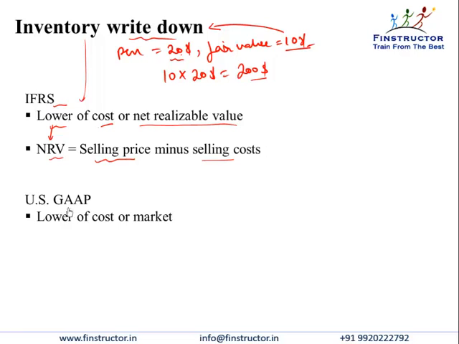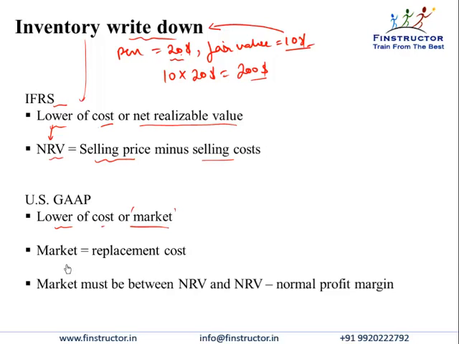US GAAP says that inventory must be carried at the lower of cost or market. And how is market defined? So market is equal to the replacement cost, that is how much it would cost for me to replace the inventory in my godowns today. However, market must be between the net realizable value and the net realizable value minus a normal profit margin. So we'll explain this better with an example.